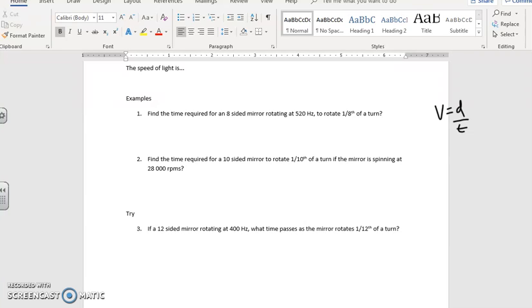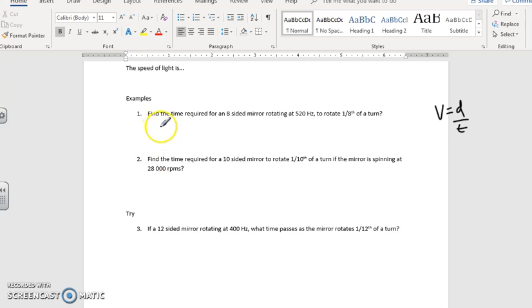Now, Michelson used a multi-sided mirror, and to find the time for that mirror essentially comes down to us using the period and frequency, and the number of sides that it has. So if we think about the time required for an 8-sided mirror rotating at 520 hertz to rotate only 1/8 of a turn.